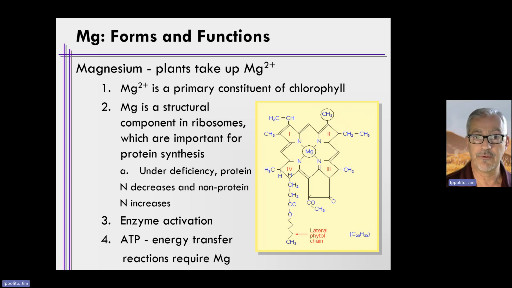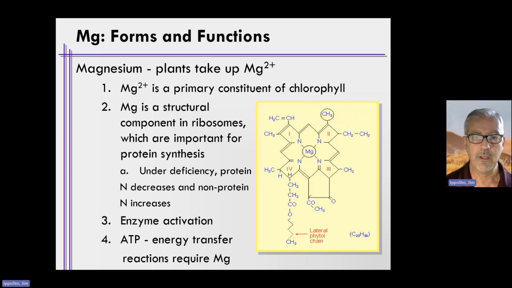Magnesium 2 plus is a primary constituent of chlorophyll. And I share with you a diagram of chlorophyll on the right-hand side. And you can see that magnesium, or the magnesium ion, sits nice and neat inside the chlorophyll compound itself. So it's needed for chlorophyll. And so what you'll likely see, and you'll see this in some pictures that I'll share with you in the deficiency section, is that when magnesium is deficient, chlorophyll is lacking. So plants will look chlorotic.